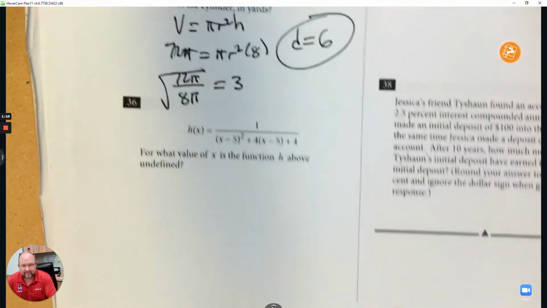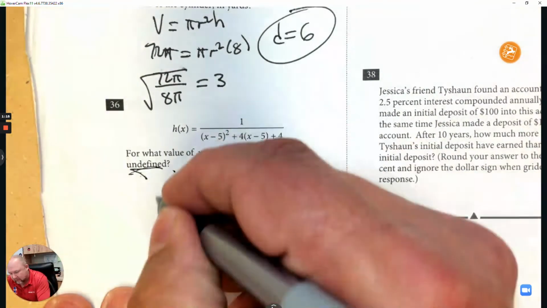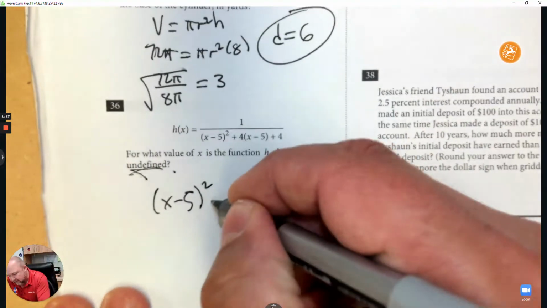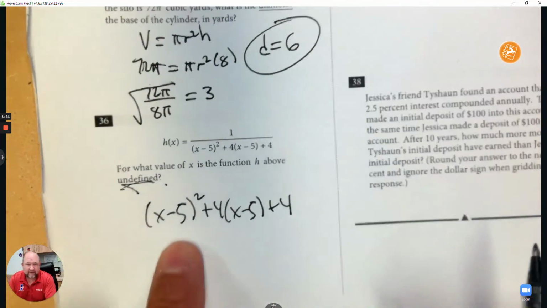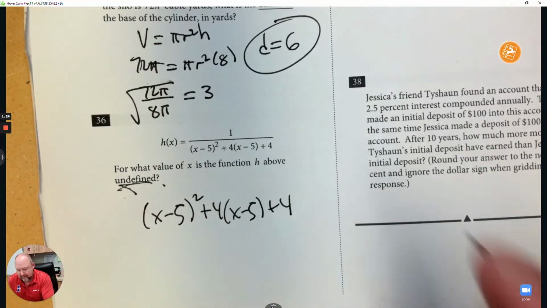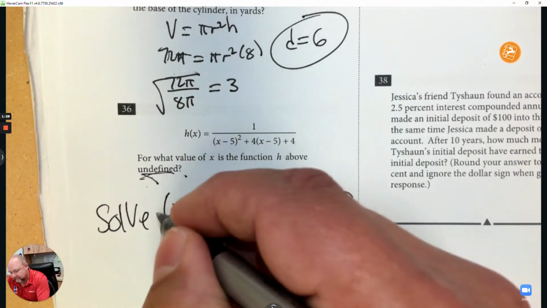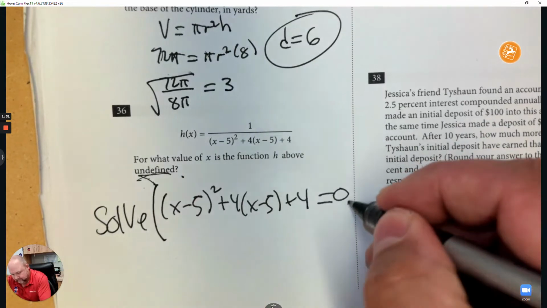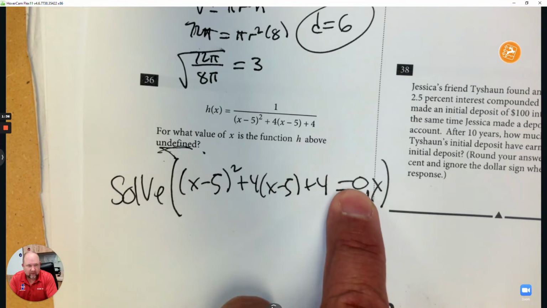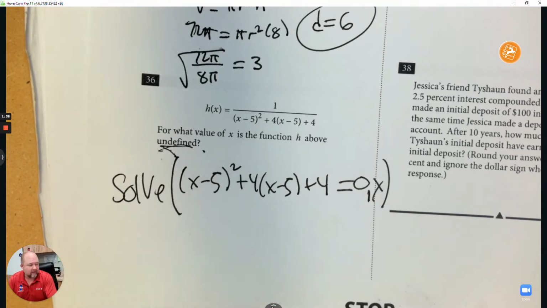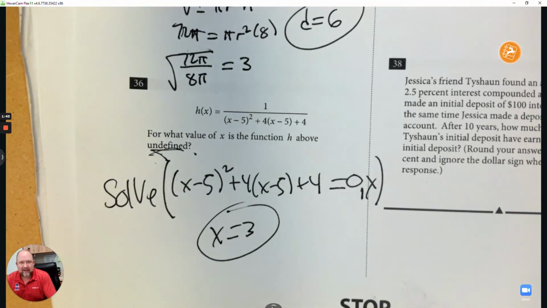Done. For what values of x is this rational function undefined? Well, when the denominator is equal to 0. Don't assume that the answer is 5, because it's not. The whole denominator is equal to 0. What should you do with your calculator? You should solve this. Type this in, solve, type this in all the way to 0, comma x. And if you do it correctly, the answer is 3.